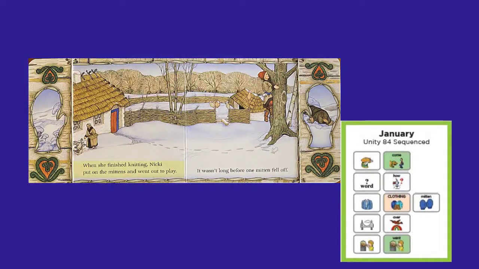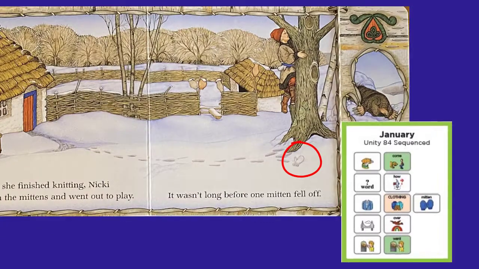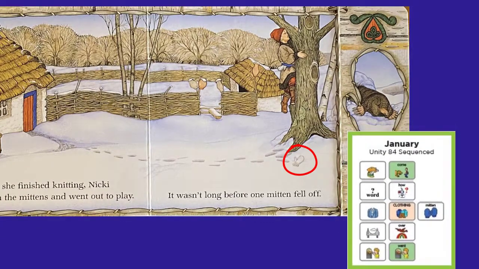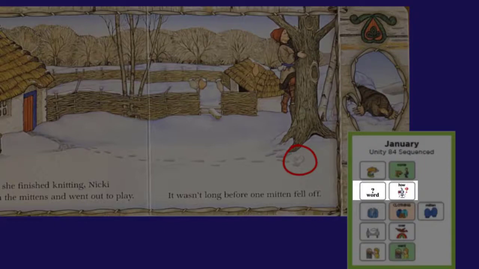When she finished knitting, Nicky put on the mittens and went out to play. It wasn't long before one mitten fell off. Do you see the mitten? It's laying in the snow. It's a white mitten. It's really hard to see. I wonder how it fell off.